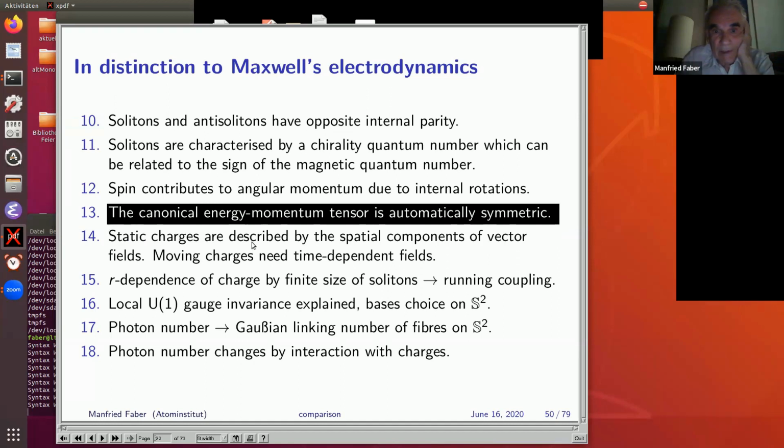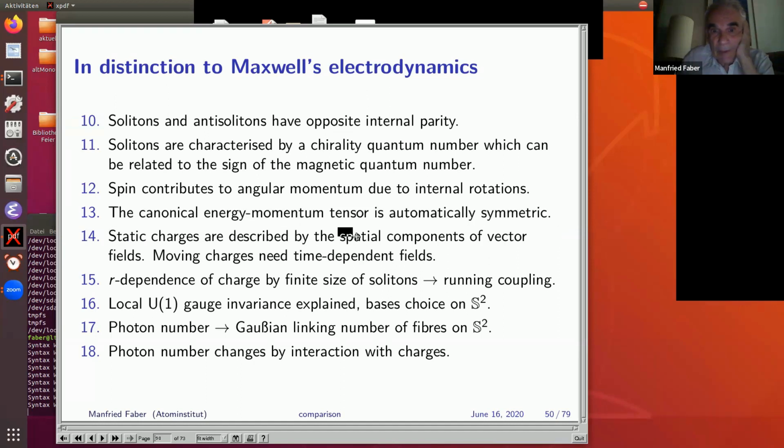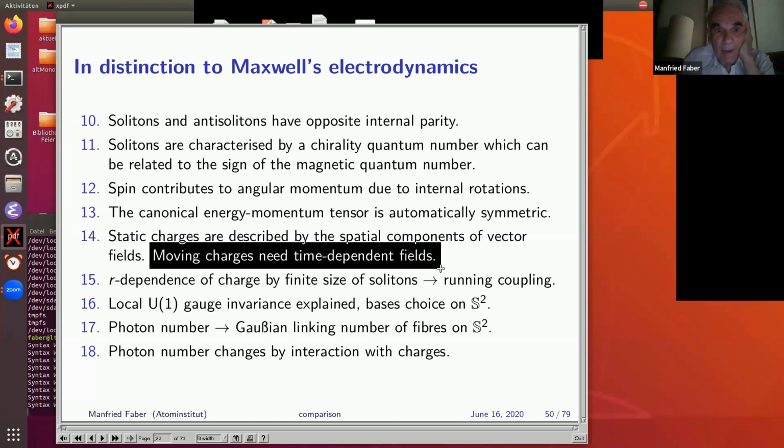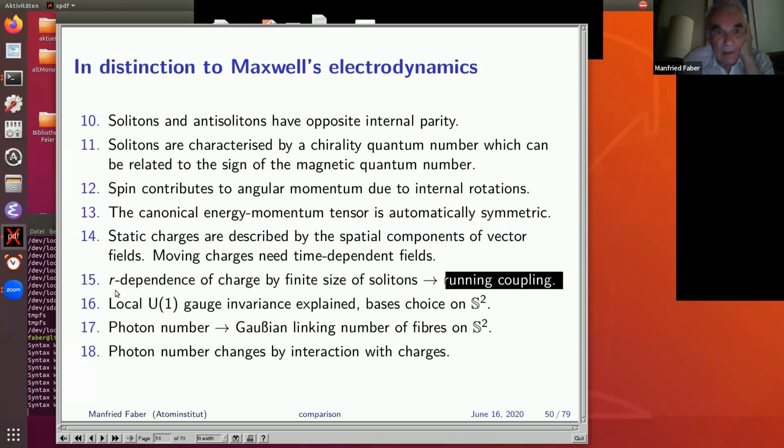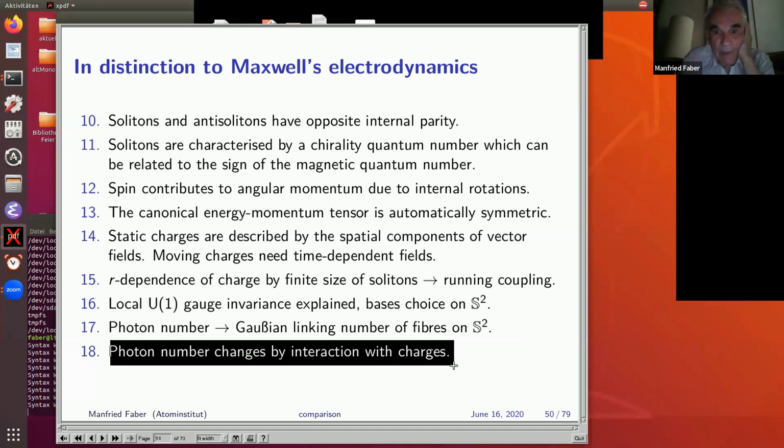Static charges are described by the spatial component of the vector fields, and moving charges by time-dependent fields. This is the dual transformation which I mentioned earlier. The radial dependence of charge is given by the finite size of solitons. It leads to the running coupling. Yes, locally you want gauge invariance, as I mentioned already. Photon number is the Gaussian linking number of fibers of S2. The photon number changes by interaction with charges.